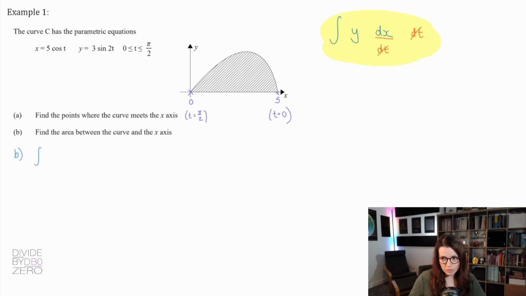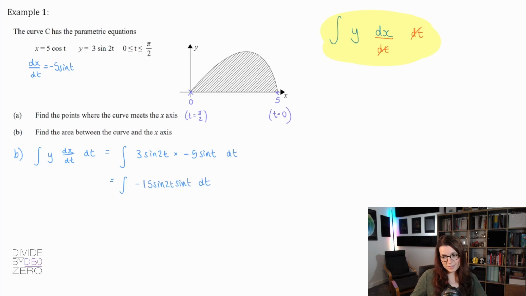So we want to integrate this because we want to find the area. So we'll do y times dx dt. In this case, that's going to be the integral of y, which is 3 sine 2t, times dx dt, which we haven't found yet, so we can do that now. It will be minus 5 sine t with respect to t. You can then tidy this up. At this point, I would consider double angle formulas, specifically the one for sine 2t, which is 2 sine t cos t. And I would swap that out at this point. So make it so it's minus 30 sine squared t cos t dt.